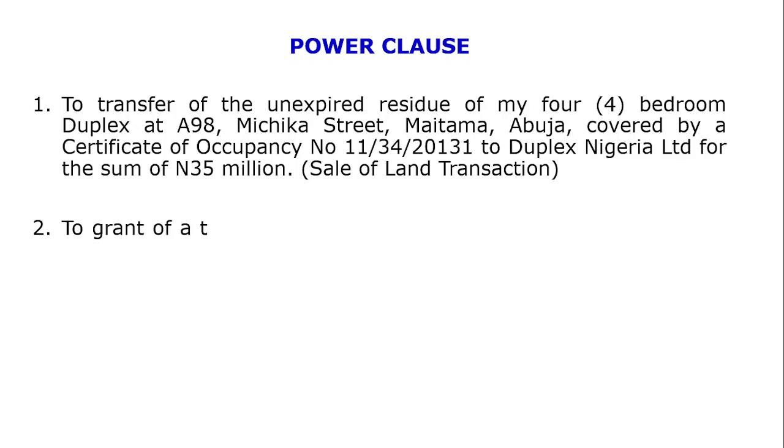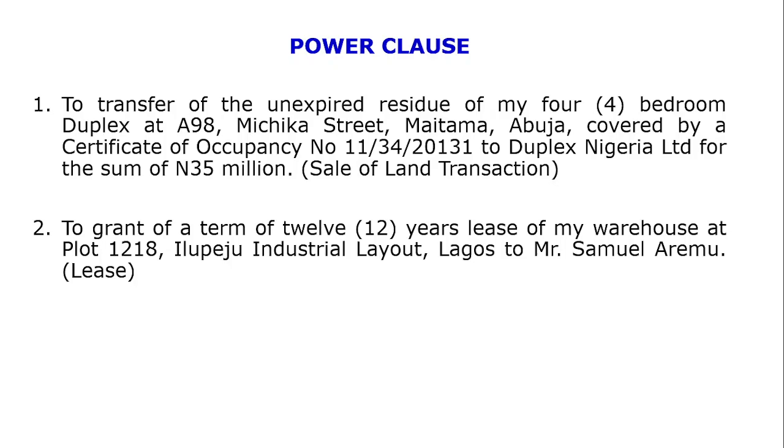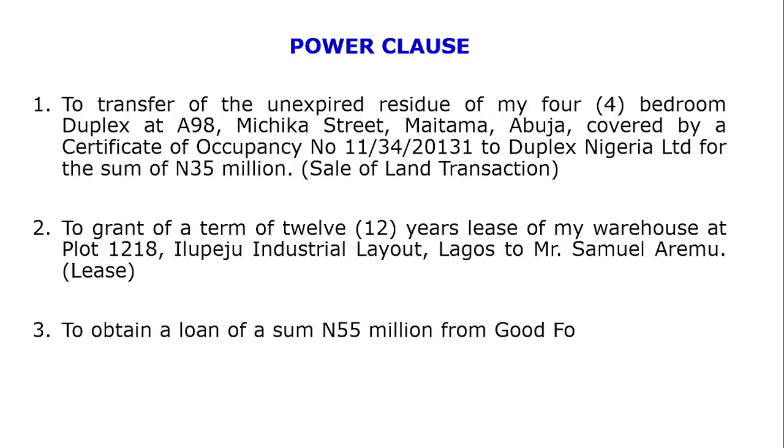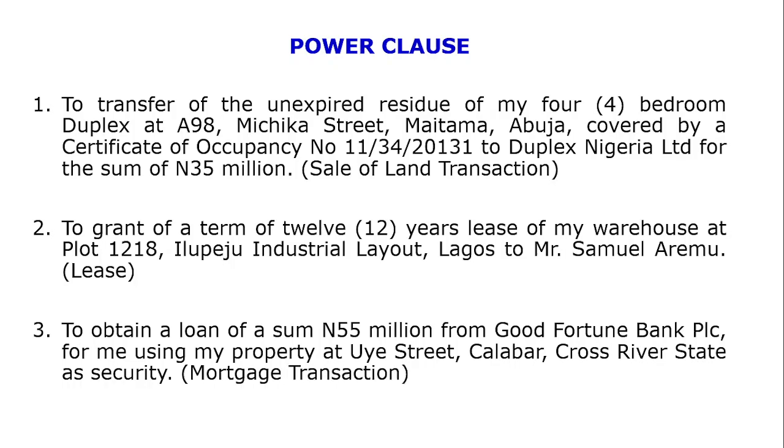It could also be to grant a term of 12 years lease of my warehouse at plot 1218 Ilupeju Industrial Layout, Lagos, to Mr. Samuel Aremu. This is a lease, right? A grant of term of 12 years. And then also it could be to obtain a loan. So I'm just showing you the various things that the donor may want the donee to do on his behalf. And usually, because the syllabus is focused on land transactions, these are the likely power clauses that will be included in your scenario that the donee is to be empowered to carry out.